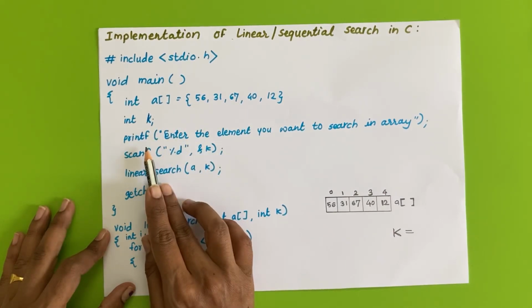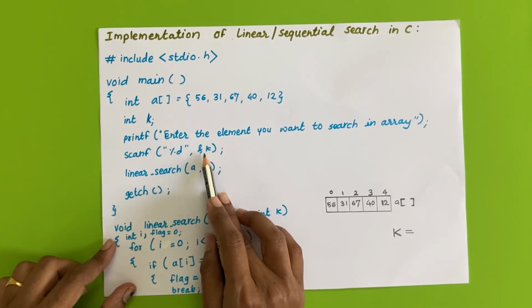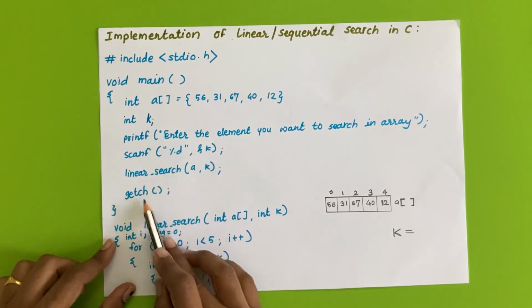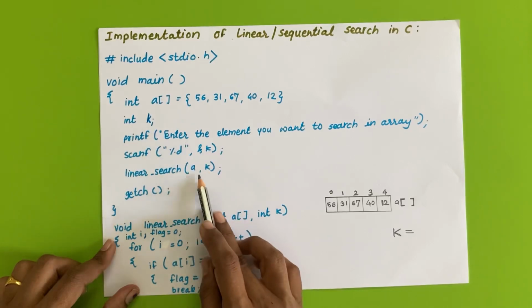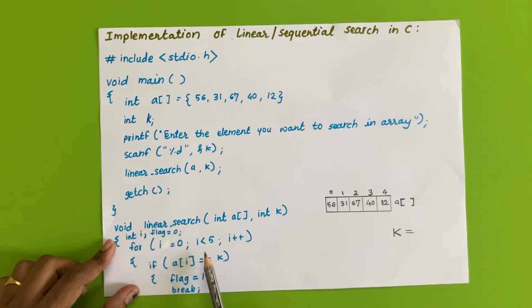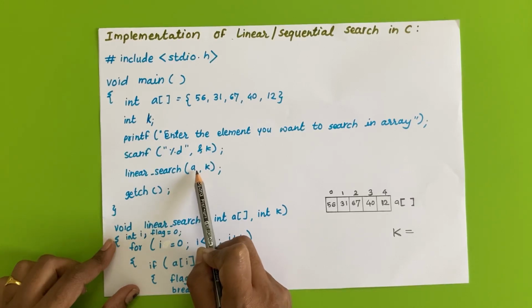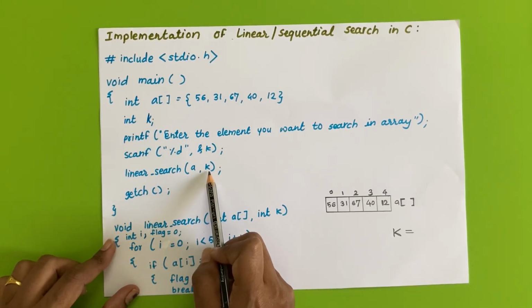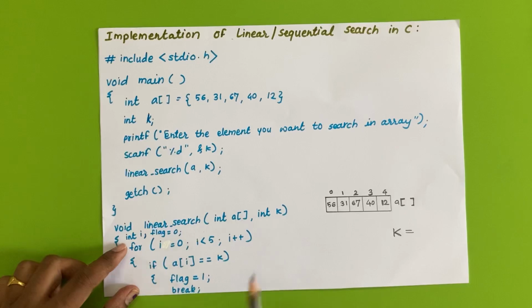After that we will accept the searching element from the user, and that element will be stored in K. Now it will call the linear search that takes two parameters. One is the array and the second one is the searching element. So here I have defined the linear search. When I call linear search, it will take two parameters, that is array and searching element. Now the execution counter will go to this line. So here we have the first parameter as array and the second parameter as searching element.